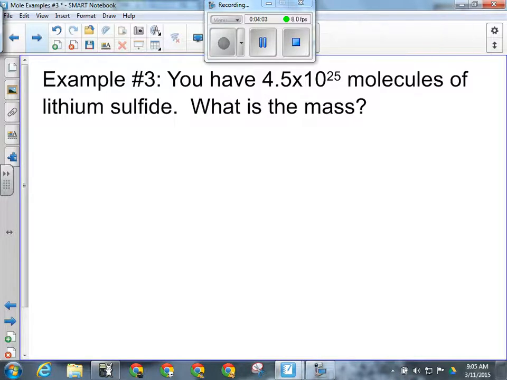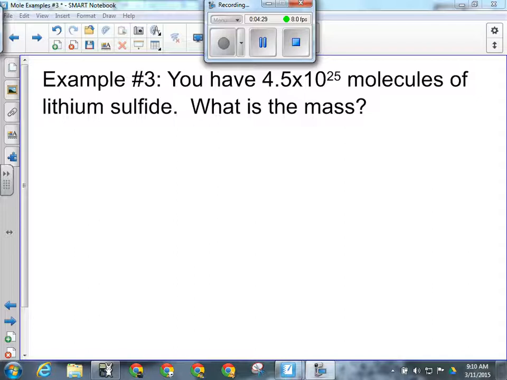Now remember, anytime you have number of molecules, whose number will be involved? Avogadro's number. What is Avogadro's number? 6.02 times 10 to the 23. And what does it tell us? It tells us how many molecules are in a mole. All of these things are important for us to remember if we're going to do this question right.